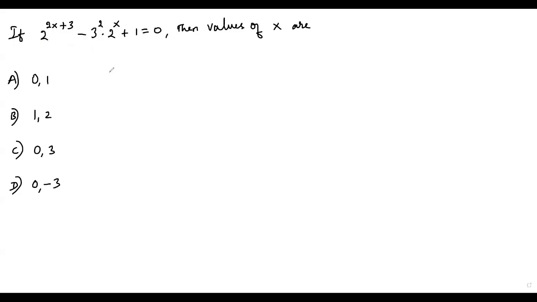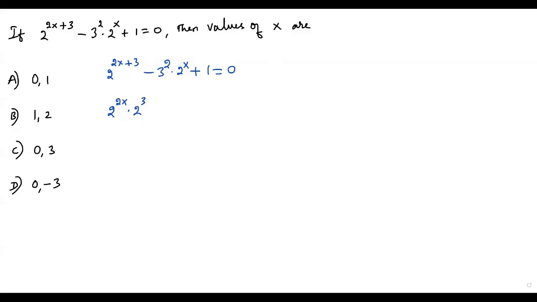Let me write the given equation as it is. That is 2^(2x+3) − 3² · 2^(x+1) = 0. When I consider the first term, we have two values added at the exponent. Whenever two values are added at the exponent, we can take the base separately for each and multiply the results. That is 2^(2x) times 2^3.